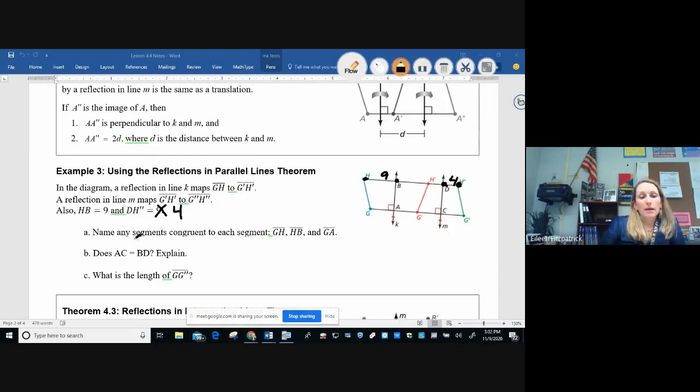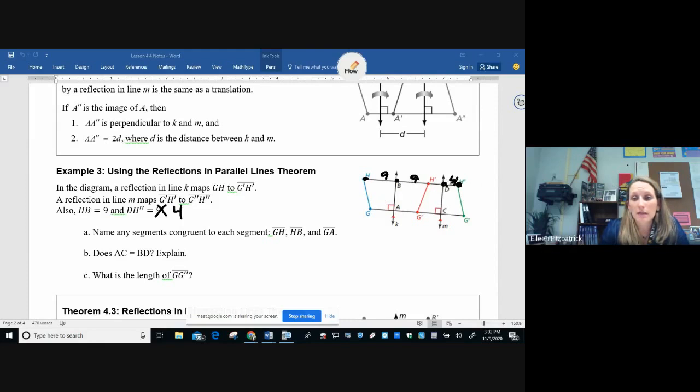So it says here, name any segments congruent to each segment: HG, HB, and GA. And then does AC equal BD, explain? And then what is the length of G double prime? Okay, so we have a lot to kind of figure out. So they give you this information because if from H to B is 9 units, then how long is B to H prime? It was a reflection, right? So H prime should be the same units away. So it's 9 units away.